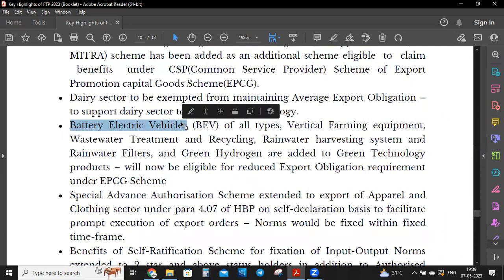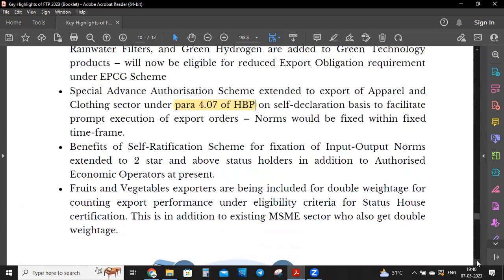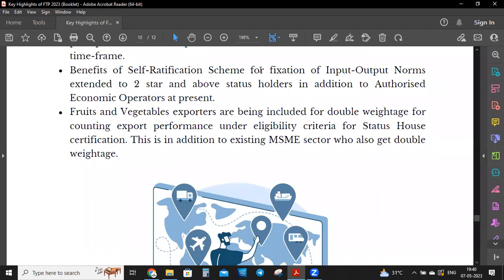Battery electric vehicles, BEV of all types, vertical farming equipment, wastewater treatment. So these all points are very important. Special advance authorization scheme extended to export of apparel and clothing sector under para 4.0 of HBP. Okay, benefits of self-ratification scheme for fixation of input-output norms extended to 2-star and above status holders in addition to authorized economic operators at present. Fruits and vegetable exporters are being included for double weightage for counting export performance under eligibility criteria for status holder certification. So this is an addition to existing MSME sector who also get double weightage.